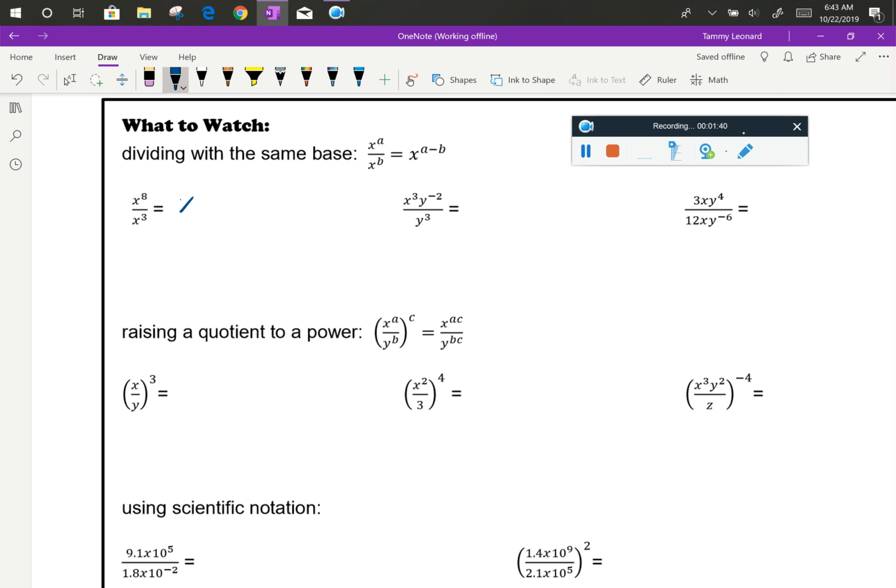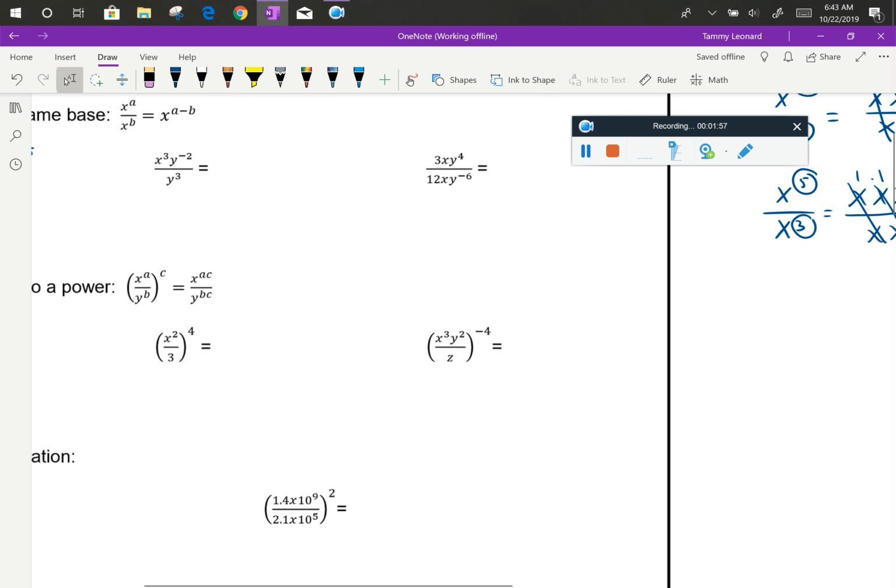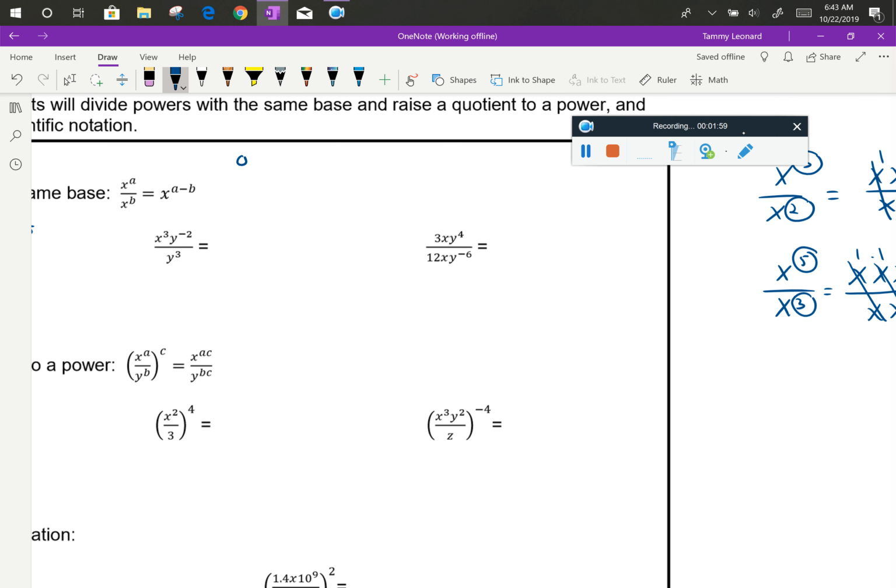Applying that rule, this problem says that x to the 8th divided by x to the 3rd is x to the 8 minus 3, or x to the 5th. In our next problem, there are a few different choices about how you might proceed. I'm going to show you two options. So option 1 is a straight application of the rule.